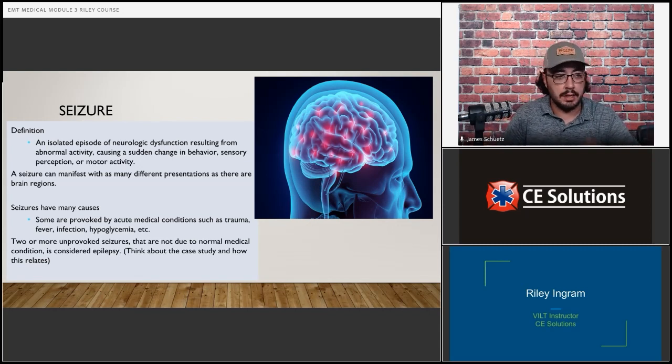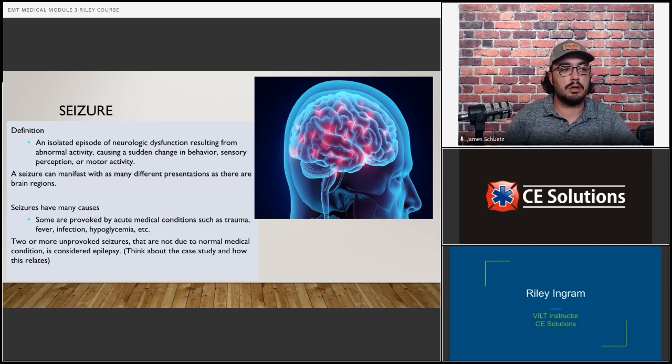They can have many causes. Some are provoked by acute medical conditions such as trauma, fever, infection, hypoglycemia, etc. Two or more unprovoked seizures that are not due to acute medical conditions are considered epilepsy.